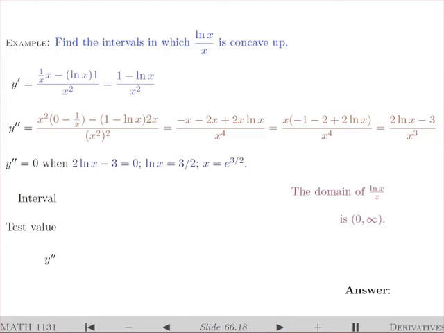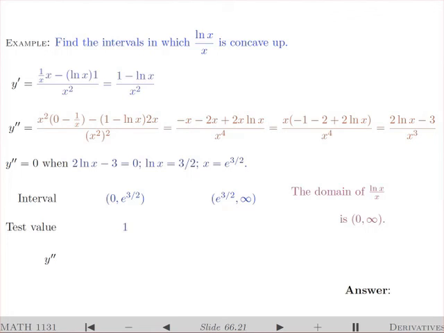Note that if x is positive, then I can always divide by x. So we don't really have to worry about the function being undefined because the denominator is 0. It will be undefined already because ln of 0 is not defined. So we start at 0. We go to the first number where y double prime is 0, that's e to the power 3 halves. Of course, there is no other number where y double prime is 0 or undefined. So we go from e to the 3 halves all the way to infinity for the second interval.